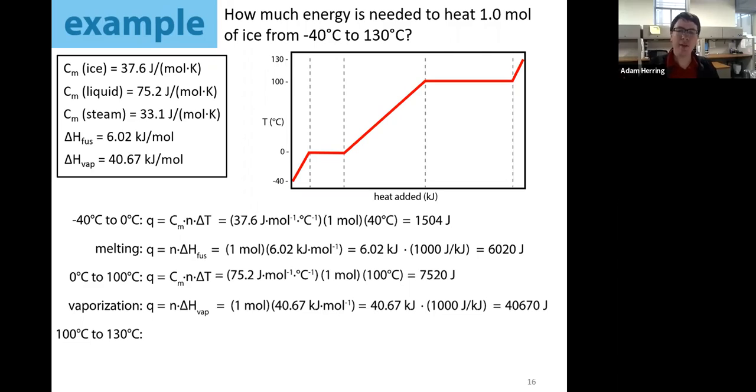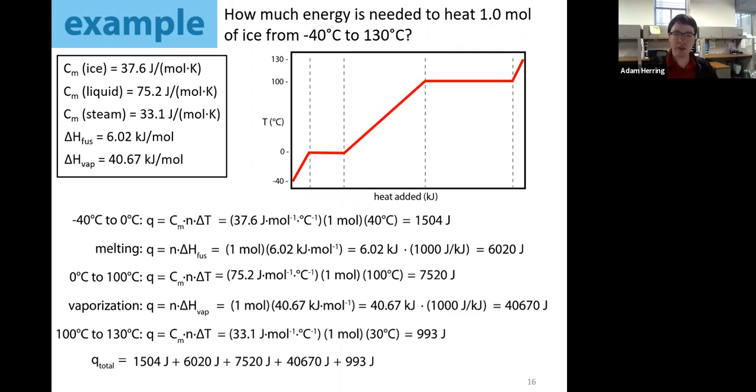Remember what we said earlier, that the melting process and the vaporization process require vastly different amounts of energy. We can see that that's the case here. It's almost 7 times more energy required to vaporize versus to melt in the case of water. Then we finally have the final increase in temperature from 100 degrees Celsius to 130 degrees Celsius. To find the total heat, we simply add together all of the different amounts of energy. That then is the total amount of energy required to take solid ice, a mole of it, and convert to gaseous water at 130 degrees Celsius.